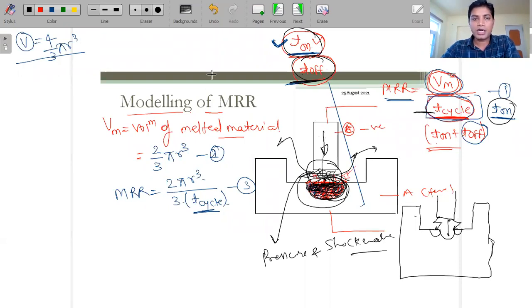In the next class, we will start with the modeling of material removal rate, as well as discuss the different types of circuits that we are using. Exactly, I will discuss the main circuit that we are using, that is the relaxation circuit or RC circuit, or in other words, the Lazarenko circuit, in detail. And the others I will just brief you on.